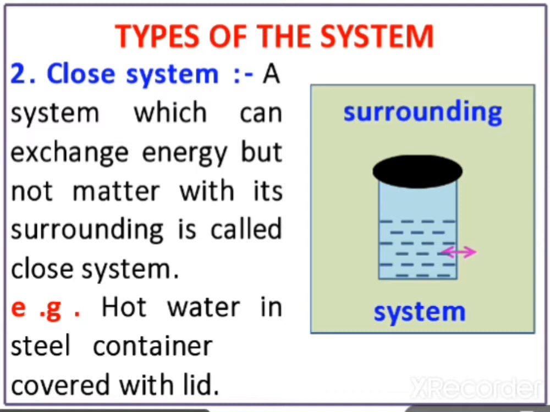In this case, it goes from system to surrounding, but in open sunlight, from surrounding to system. So heat can be exchanged, but matter cannot be exchanged. That is called the closed system.